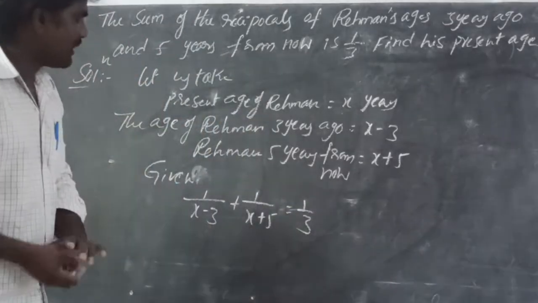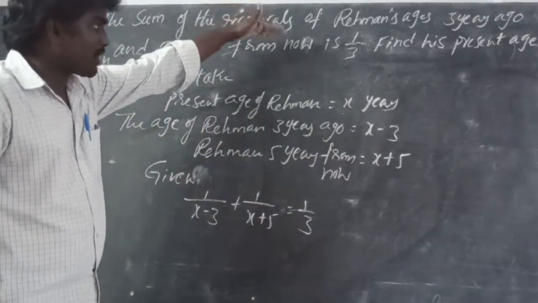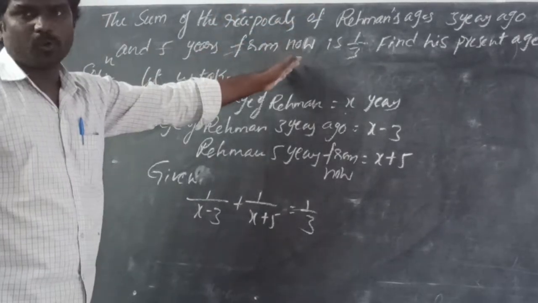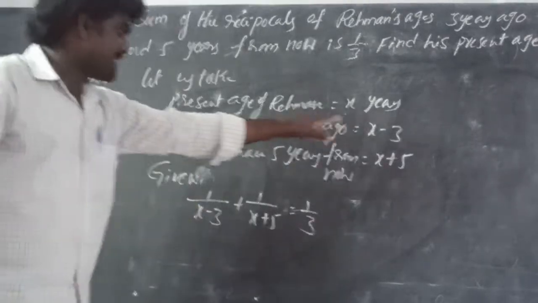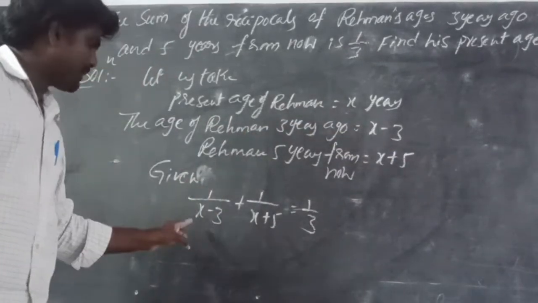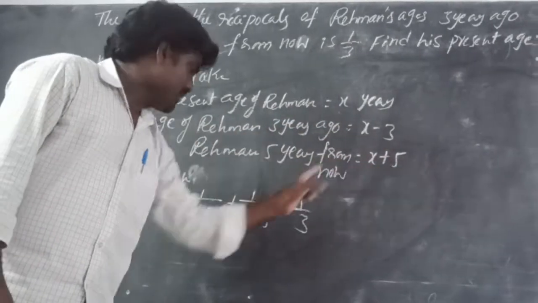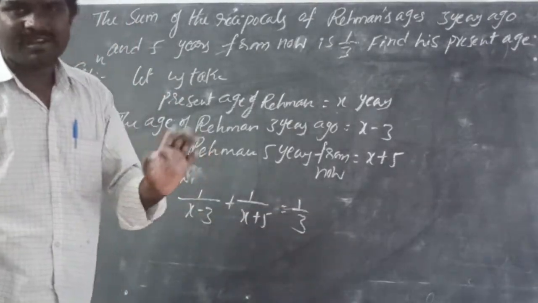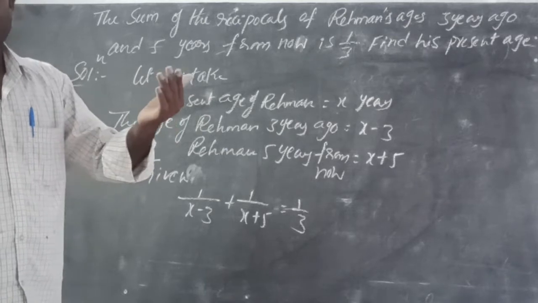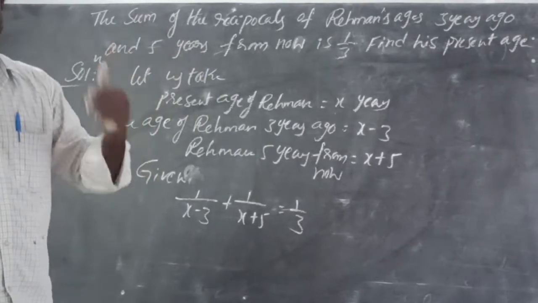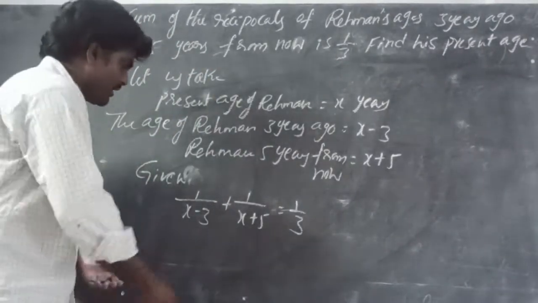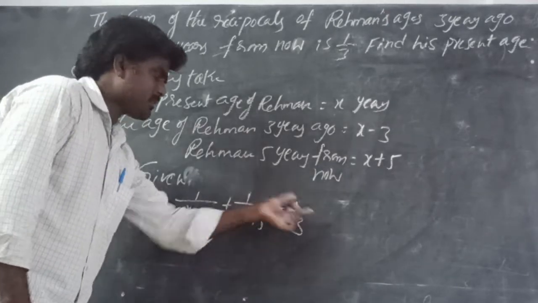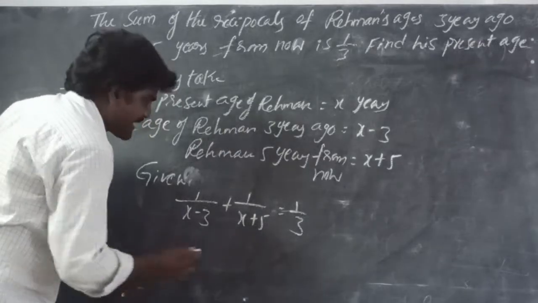So what is the question? The sum of reciprocals of Rahman's ages 3 years ago and 5 years from now. So here 3 years ago is x minus 3, its reciprocal is 1 by x minus 3, x plus 5, its reciprocal is 1 by x plus 5, is equal to 1 by 3. Reciprocal means numerator changes into denominator, denominator changes to numerator. Now these two are fractions. Their sum is 1 by 3. Now we can cross multiply.